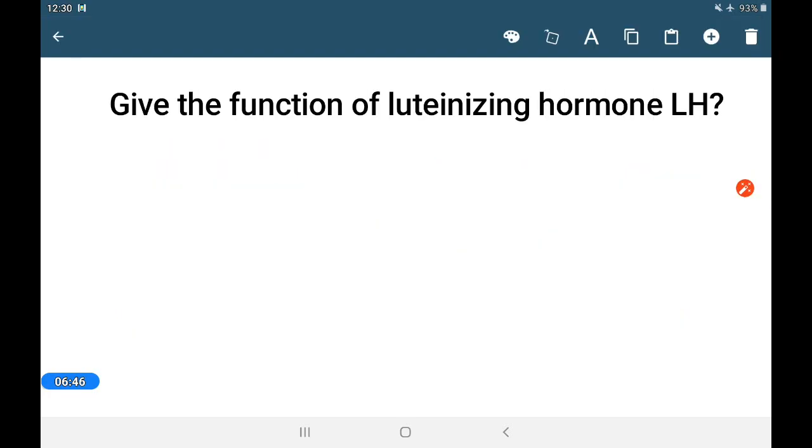Okay, give the function of luteinizing hormone, LH. What is the function of luteinizing hormone? We know that luteinizing hormone has effects in both male and female. So what will be its function? Let's see.